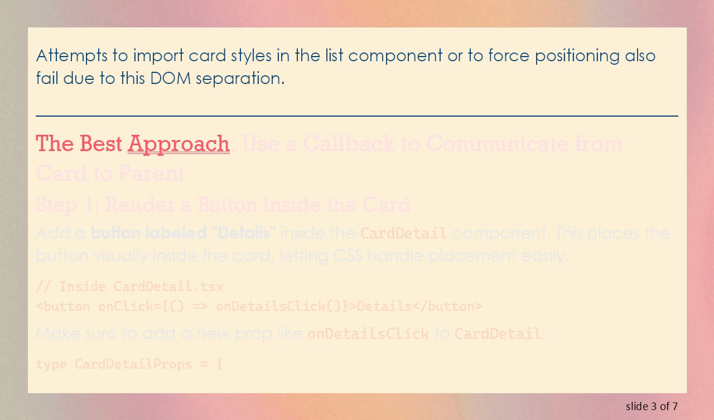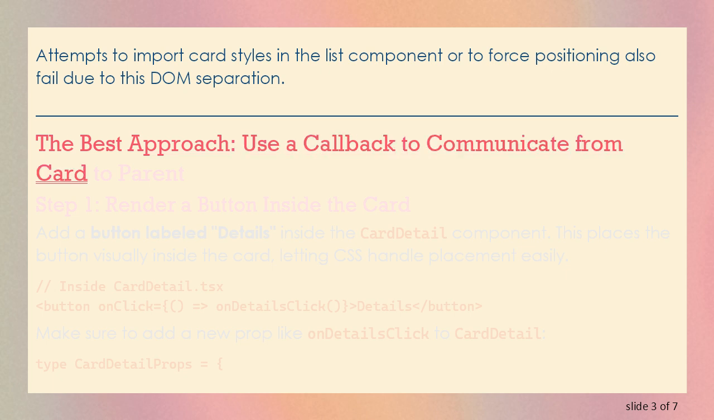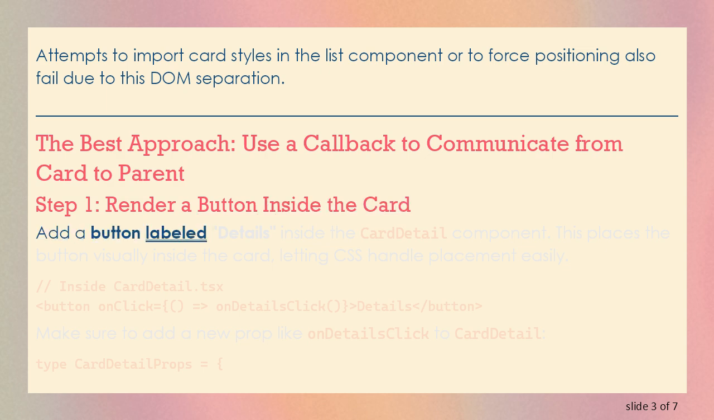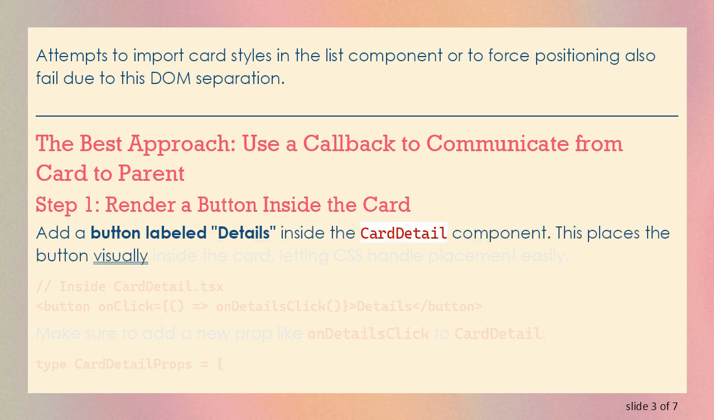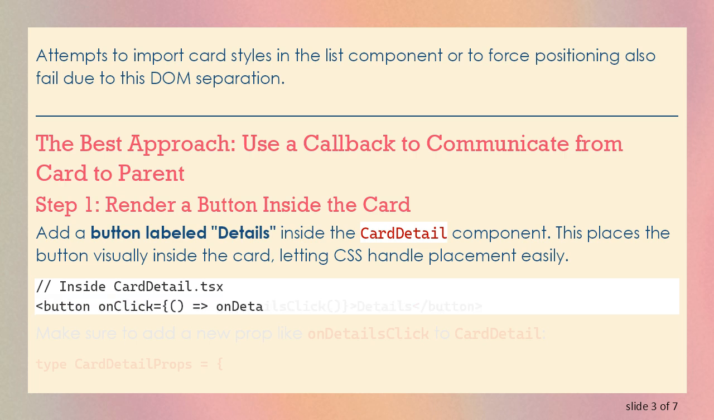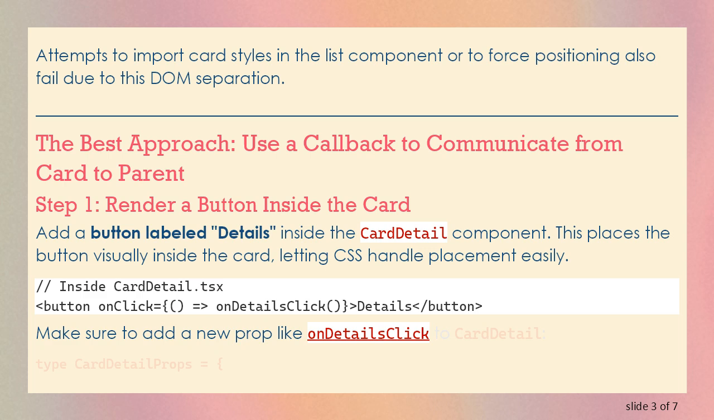The best approach: use a callback to communicate from card to parent. Step 1, render a button inside the card. Add a button labeled Details inside the CardDetail component. This places the button visually inside the card, letting CSS handle placement easily. Make sure to add a new prop like onDetailsClick to CardDetail.